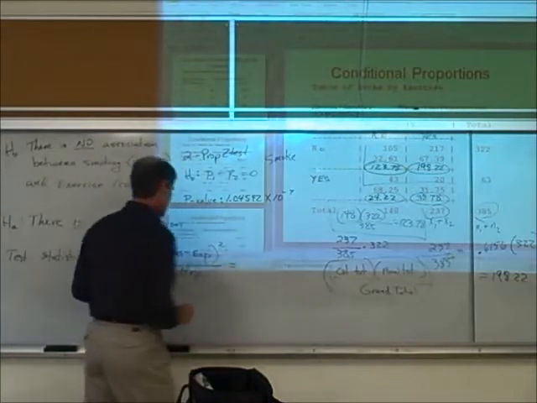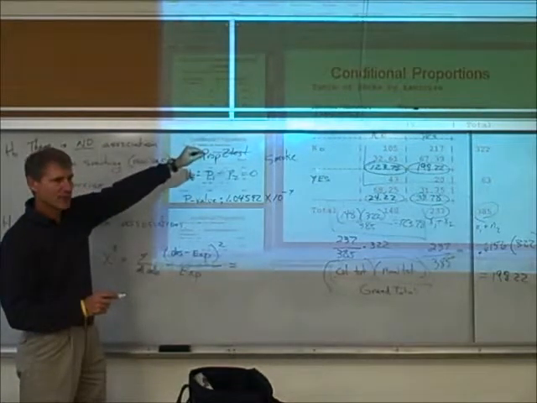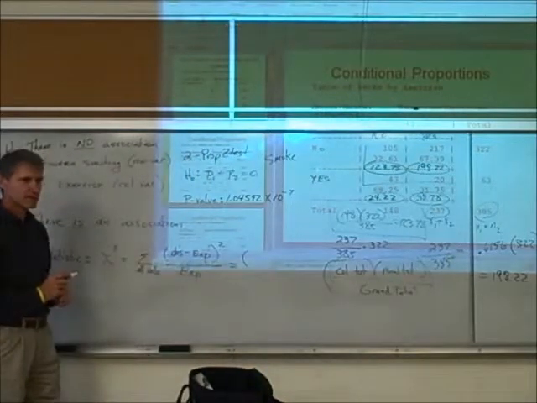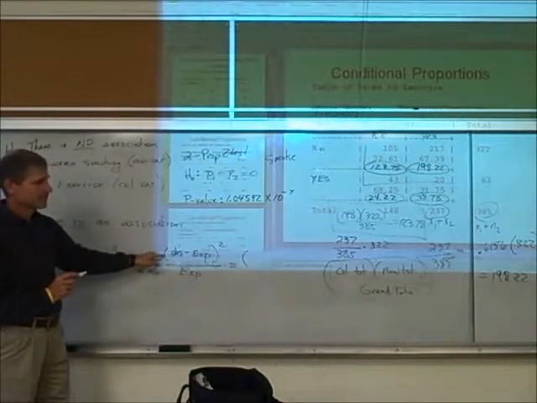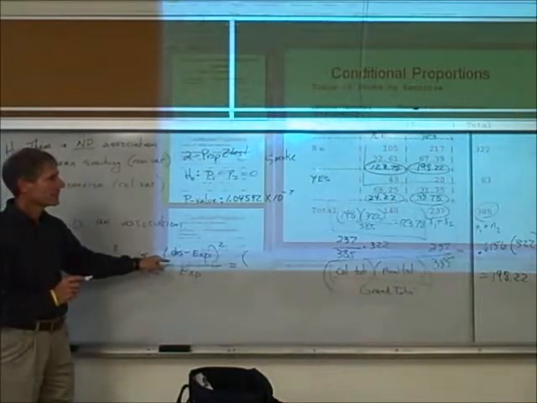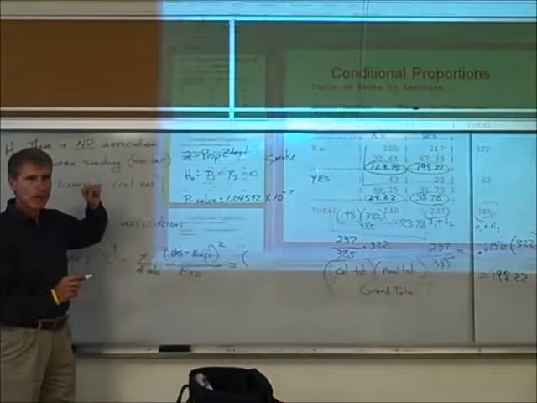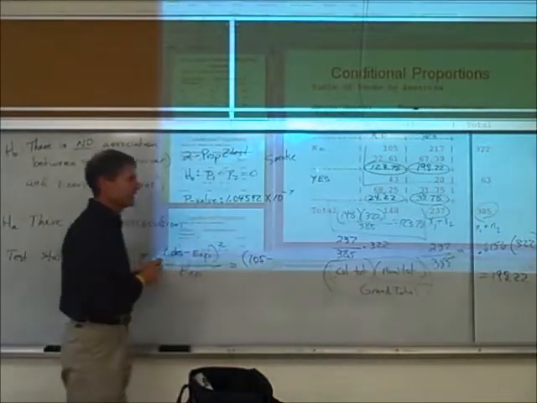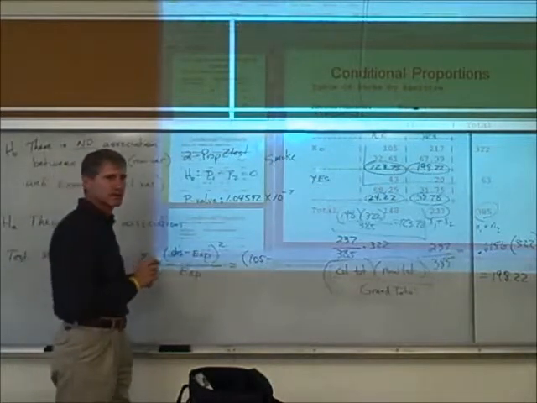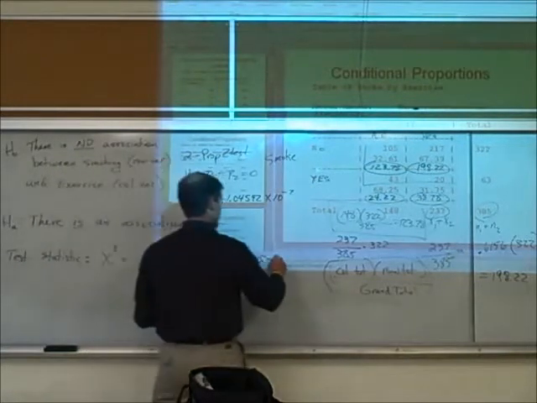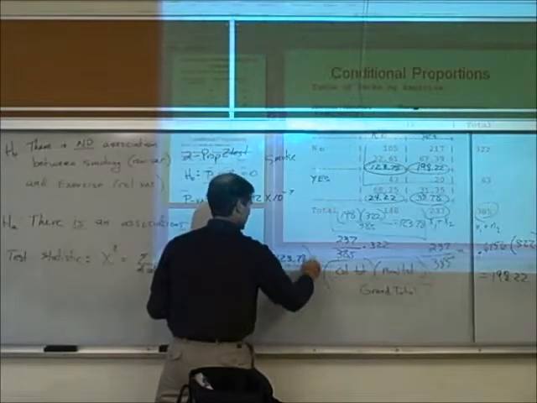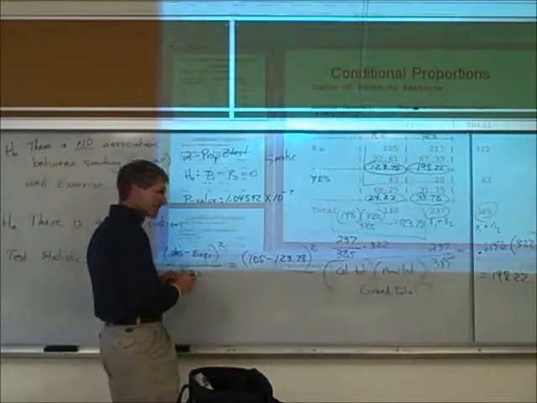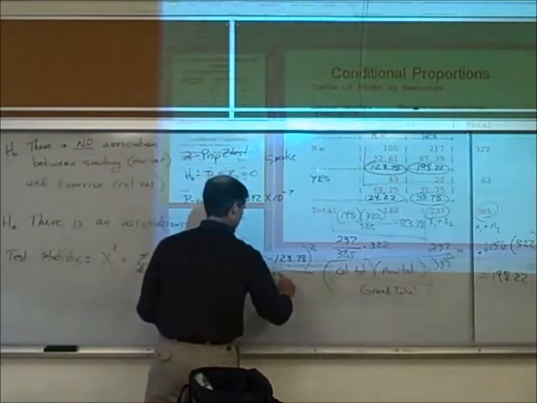Here we go. Let's start at the upper left of the table. My parentheses would have what in it? Observed is what? Upper left of the table? 105. Minus the expected in that cell, 123.78. Quantity squared divided by the expected count, which is 123.78.